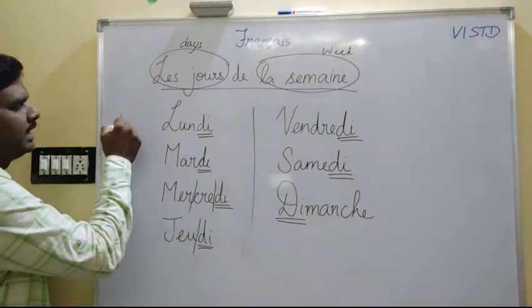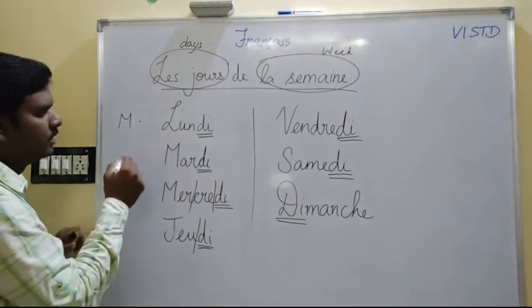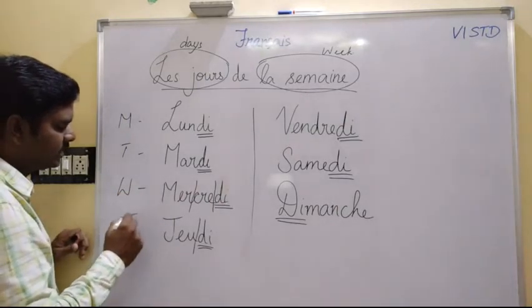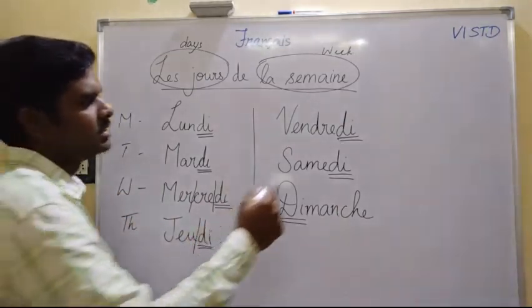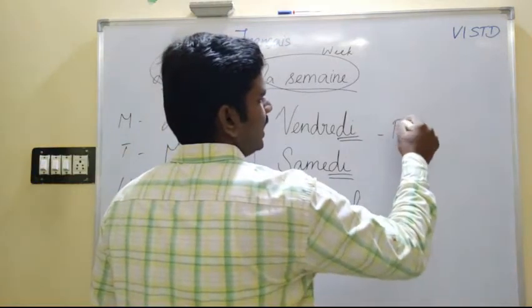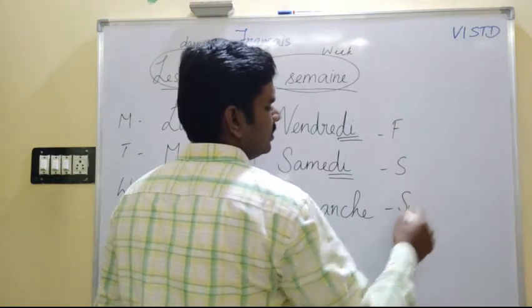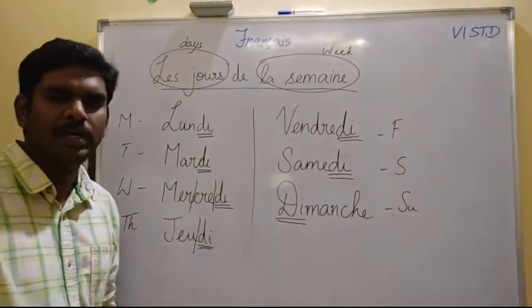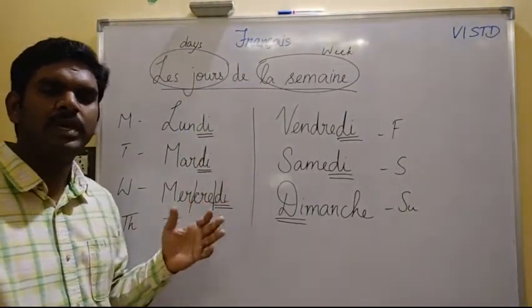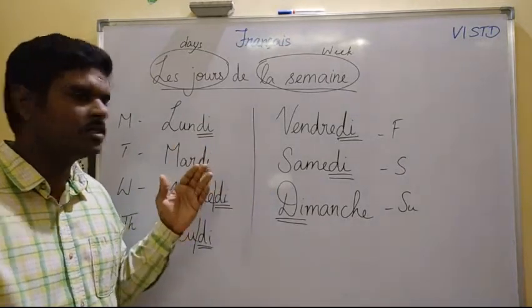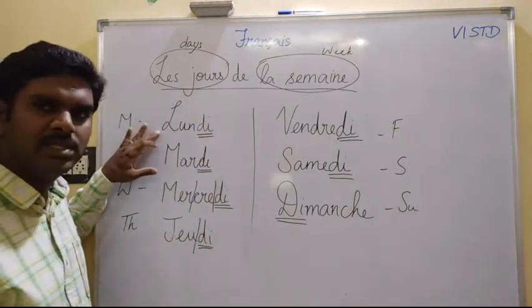So this is Monday. M. I'll just put an M. This is Tuesday, and this is Wednesday, and this is Thursday. And this is Friday, Saturday, Sunday. So no need to write that in English. If I write in English, you will concentrate more on that. So that's why I am writing only in French. So once again, we'll repeat this.